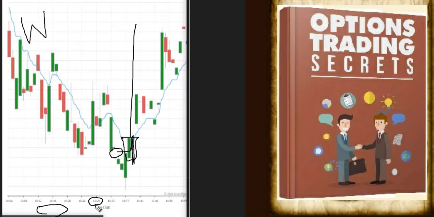Just a simple W pattern, but all W's will not work. That's why we are using this imbalance concept, so that we will be able to get a low risk, high reward trade.